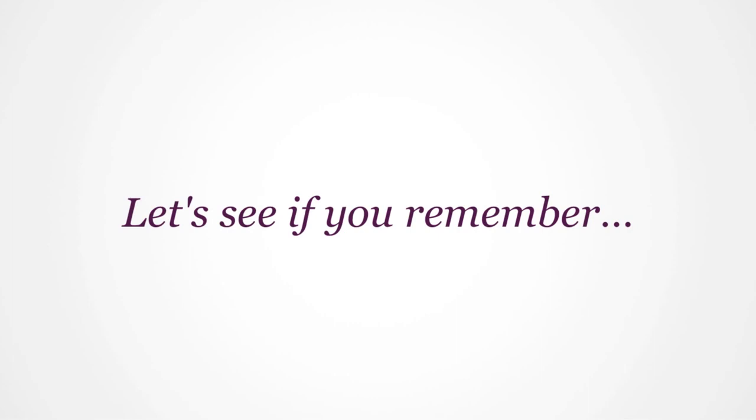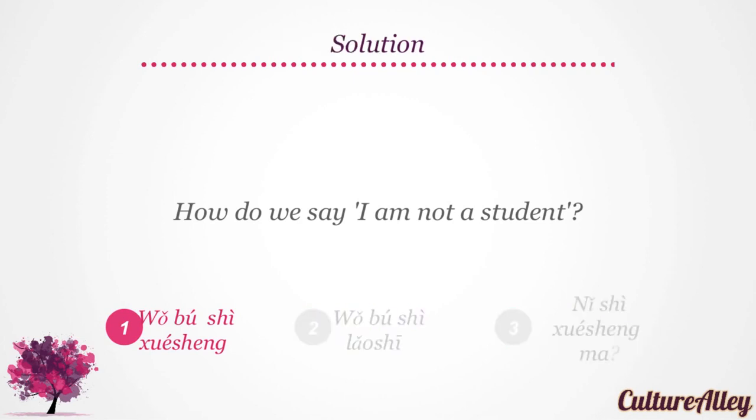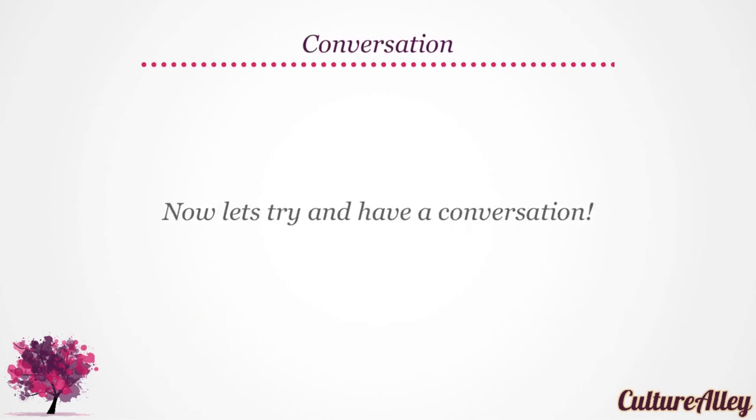Let's take a quiz to see if you remember what we've learned today. How do we say I am not a student? Do we say 我不是学生? Or is it 我不是老师? Or can it be 你是学生吗? I am not a student translates to 我不是学生 in Mandarin. Great! Now let's try and have a conversation.